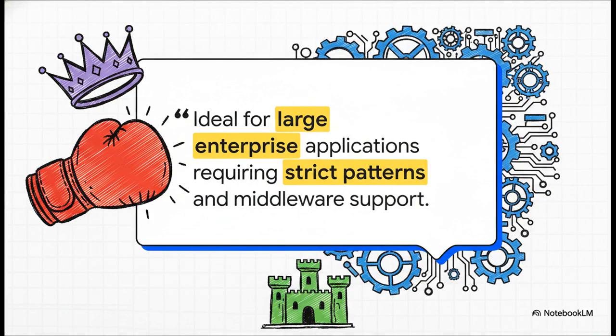Next up, the heavyweight champion, Redux. Specifically, Redux with Redux Toolkit. Look, for massive, complex enterprise apps, nothing beats its strict structure. You get powerful dev tools, a huge middleware ecosystem. It just gives you a ton of predictability and control at scale.